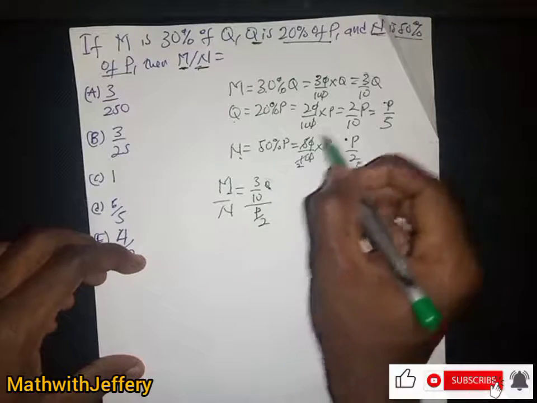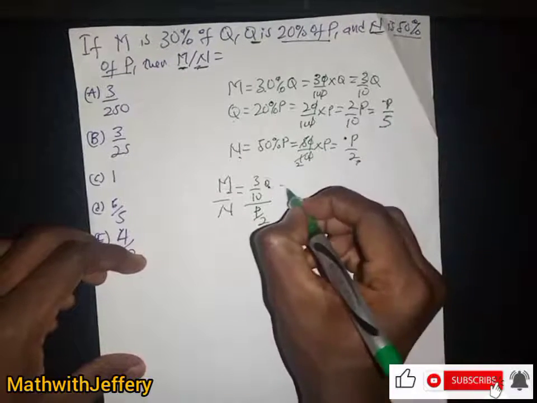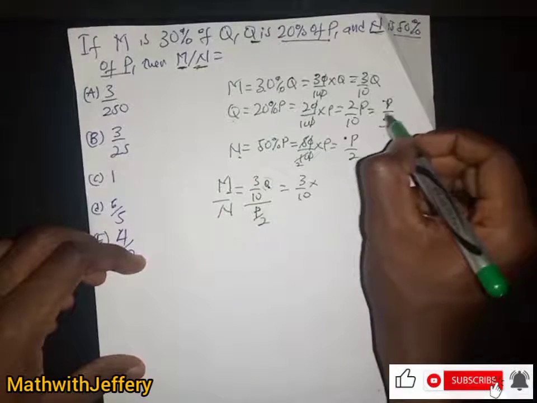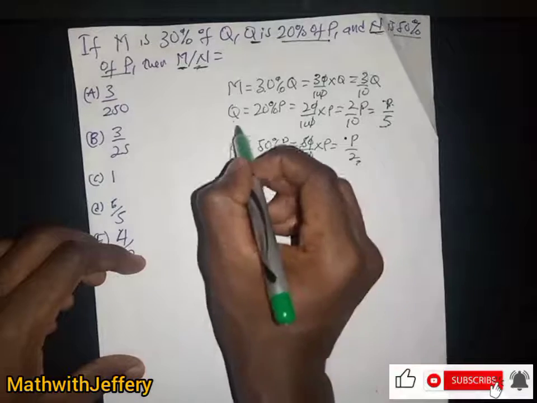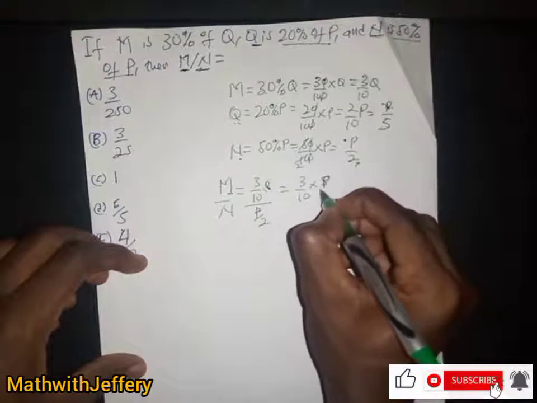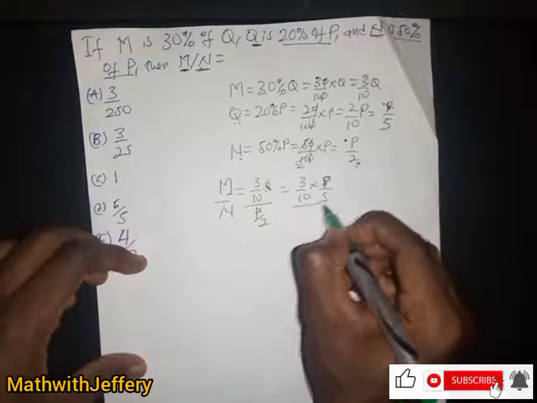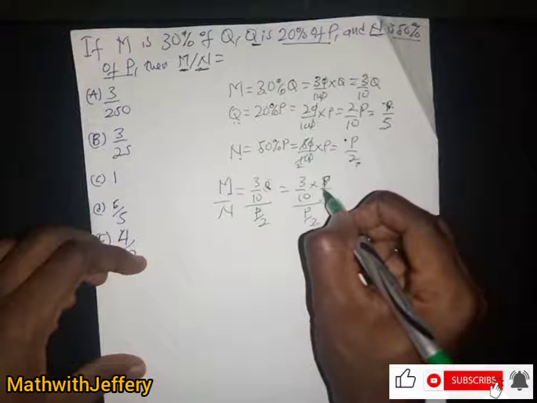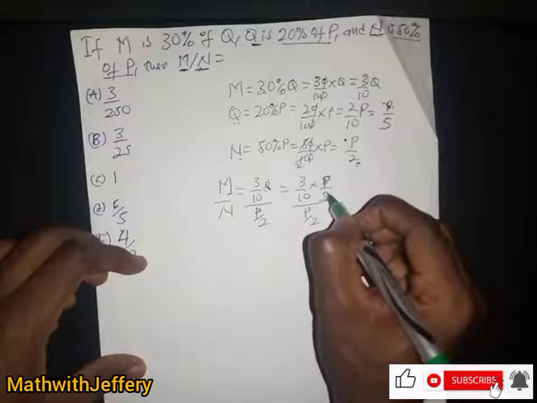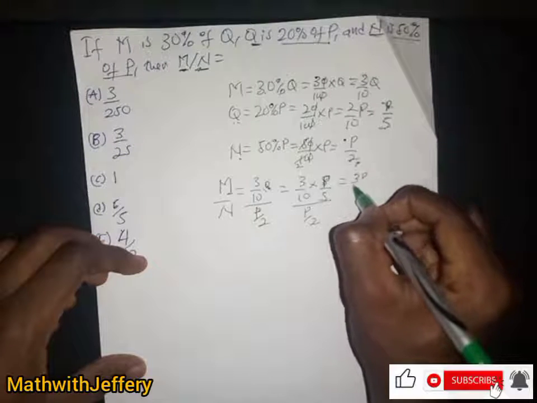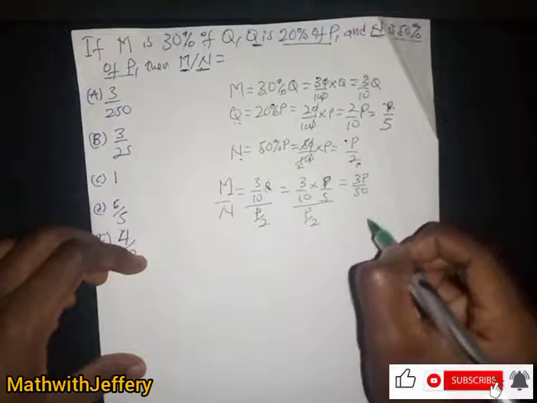So q in this case is just p over 5, so let's replace that. We are replacing the q here by p over 5 because q is just p over 5, so p divided by 5, right? Then divided by p over 2, we realize that we are just going to get 3 p over 50, right?